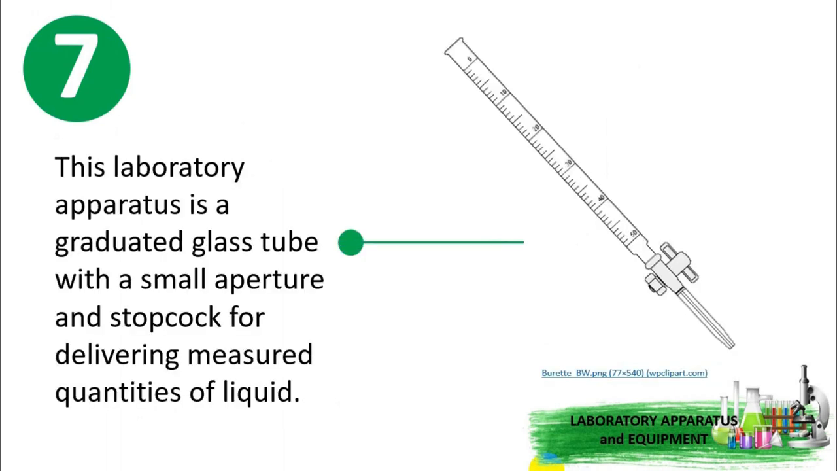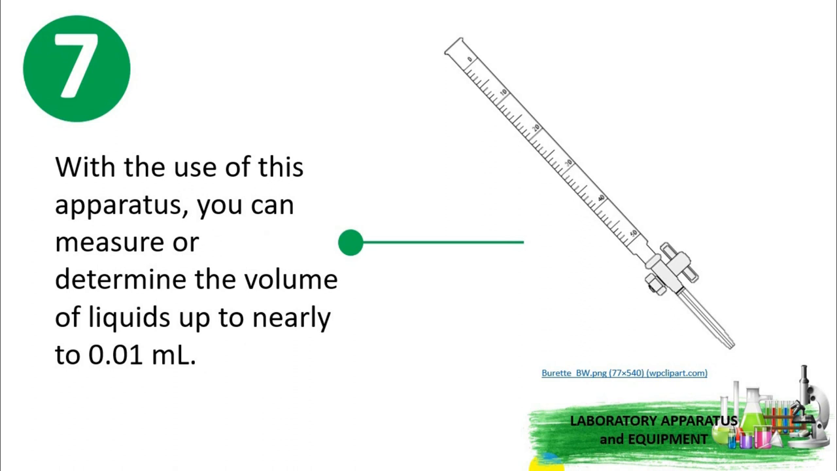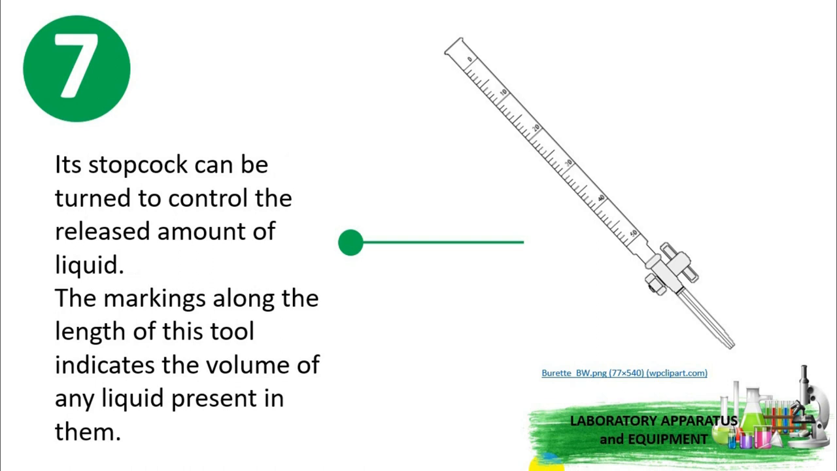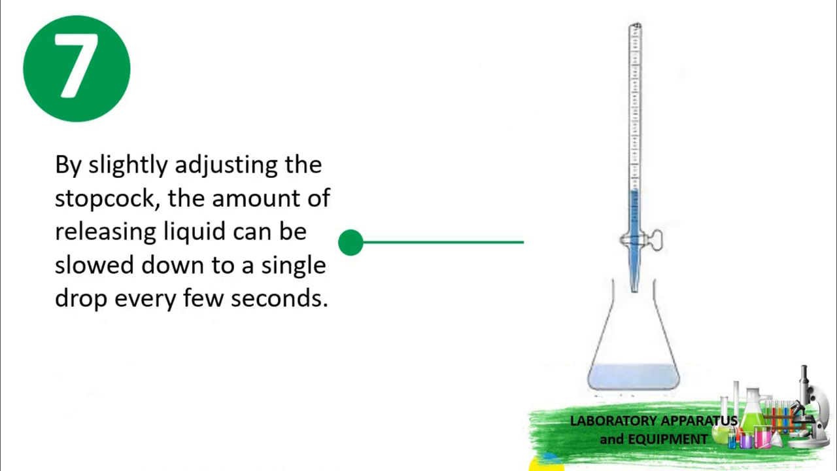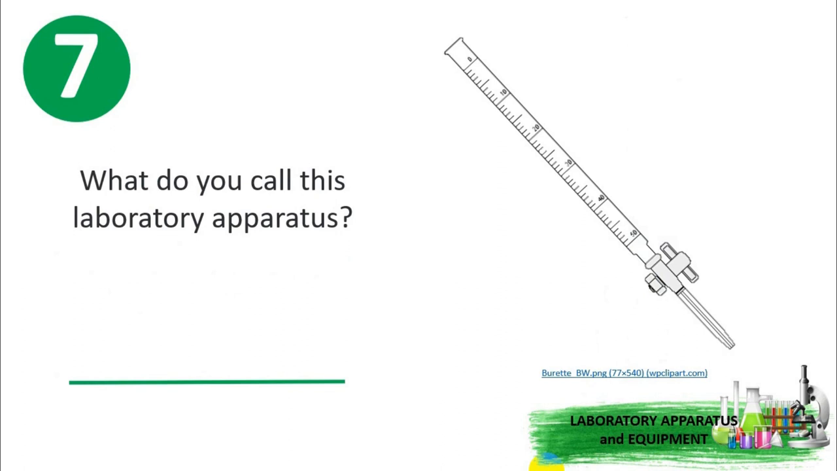7. This laboratory apparatus is a graduated glass tube with a small aperture and stopcock for delivering measured quantities of liquid. With the use of this apparatus, you can measure or determine the volume of liquids up to nearly 0.01 milliliter. Its stopcock can be turned to control the amount of liquid released. The markings along the length of this tool indicate the volume of any liquid present in it. By slightly adjusting the stopcock, the amount of released liquid can be slowed down to a single drop every few seconds. What piece of laboratory apparatus is this?